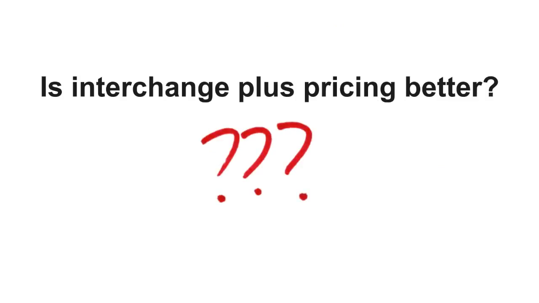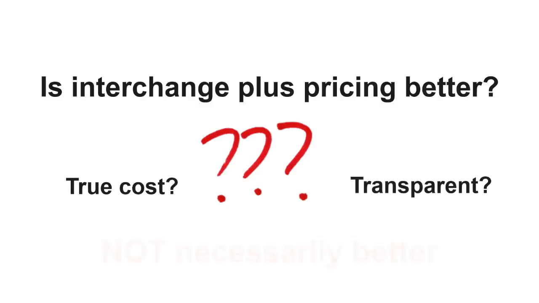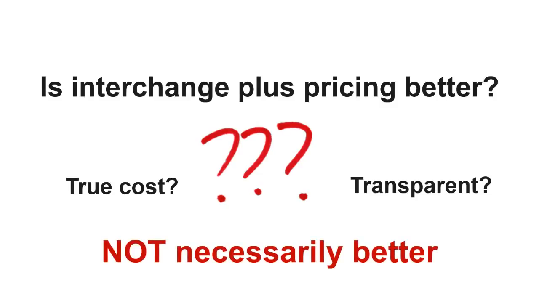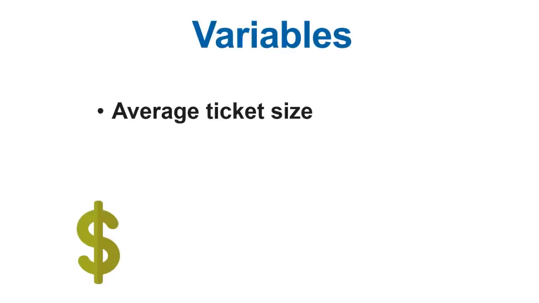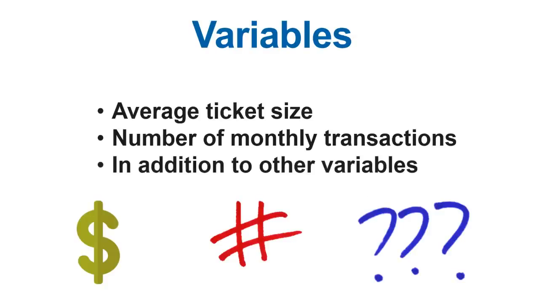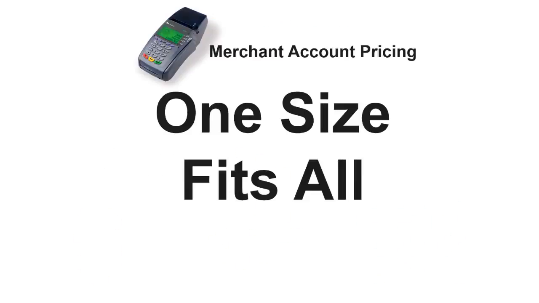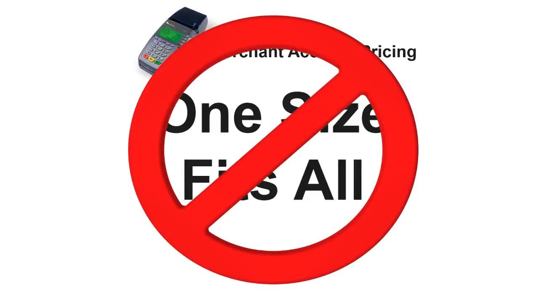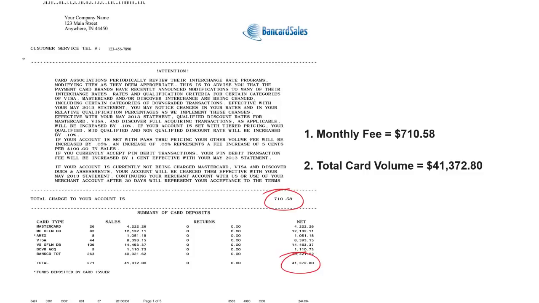It's widely assumed that Interchange Plus pricing is a better pricing model because it's said to have a true cost or a transparent pricing model, but that does not necessarily mean that it's a lower overall cost. Variables such as average ticket and the number of transactions processed each month, in addition to the pricing structure variables that we discussed already, determine whether tier or Interchange Plus pricing is best for your company. Merchant account pricing is not one size fits all. In the end, what matters the most is the total dollar amount in fees paid for accepting a certain dollar amount of credit card volume.